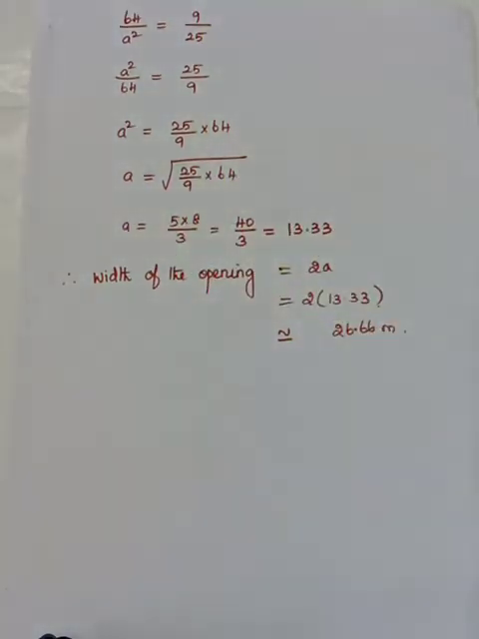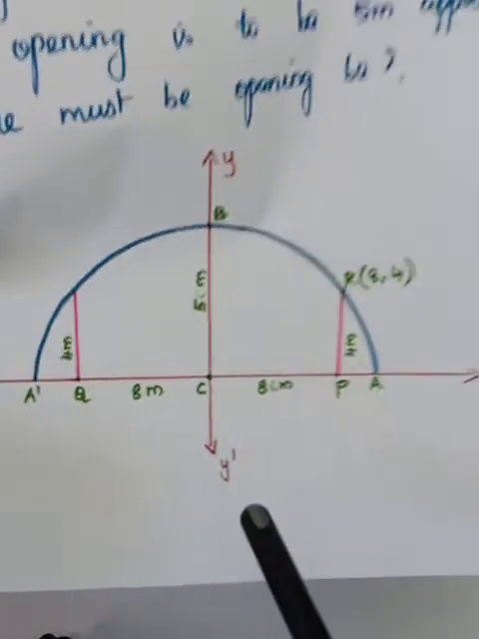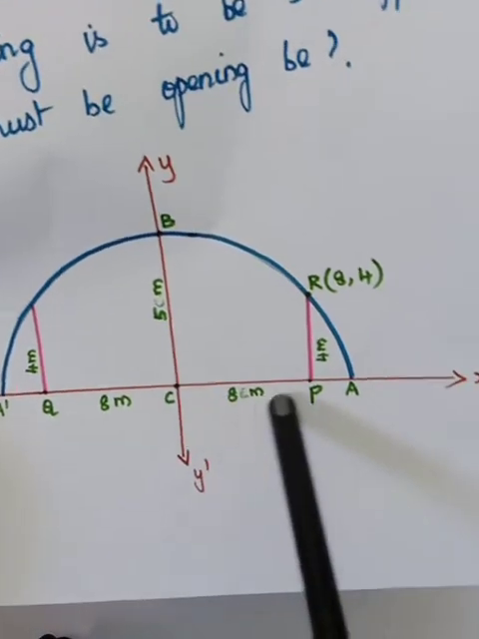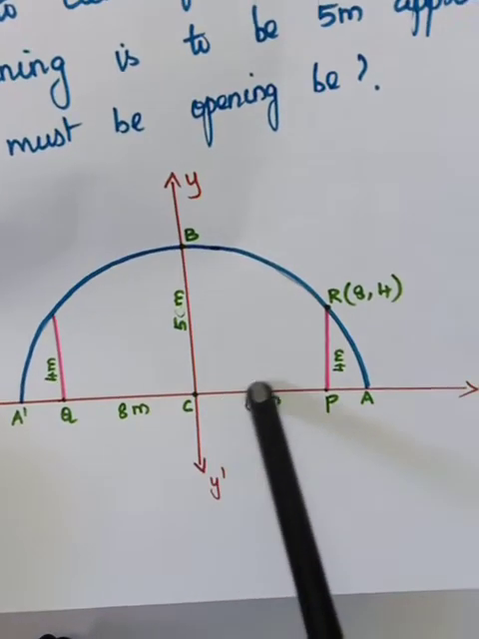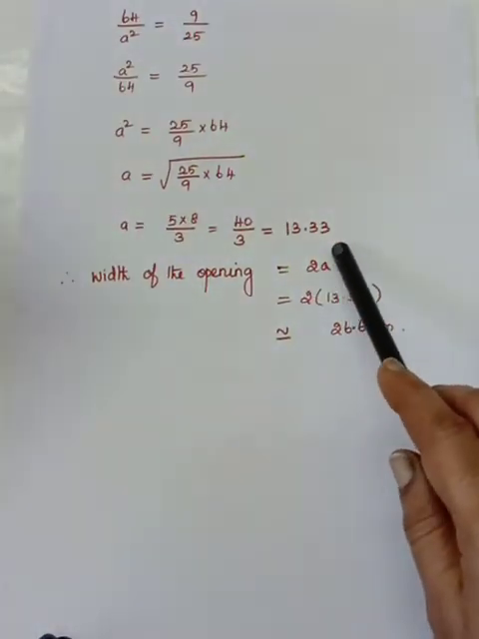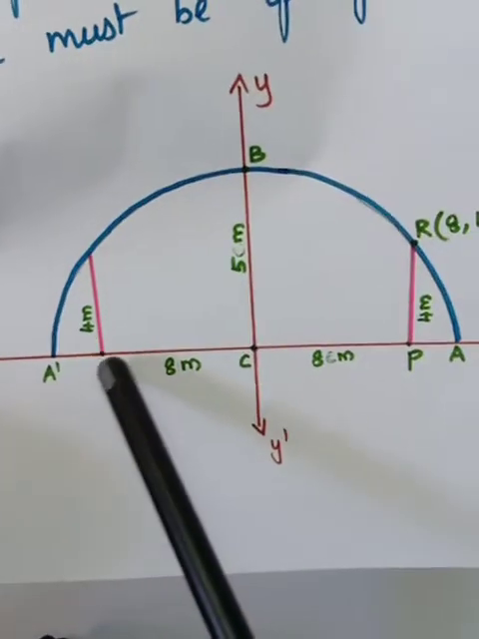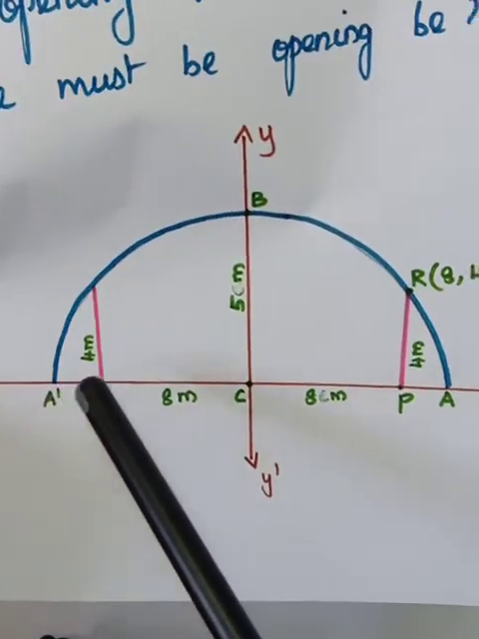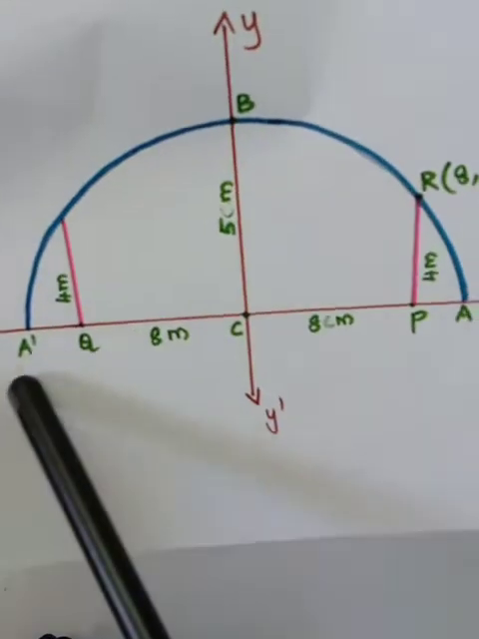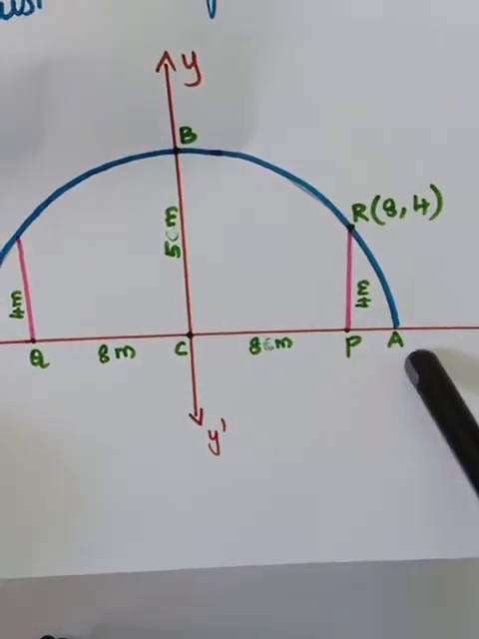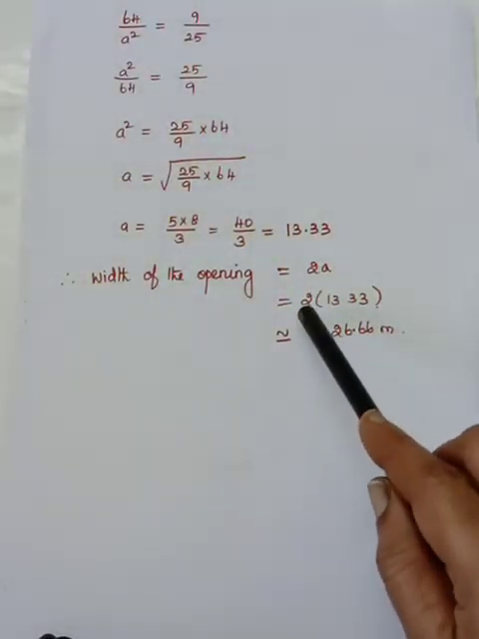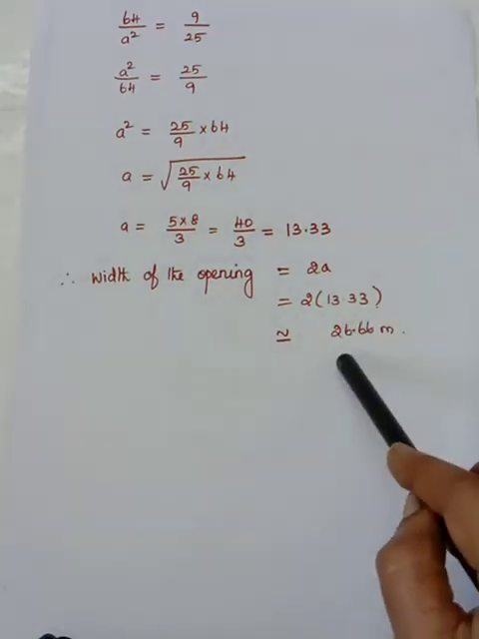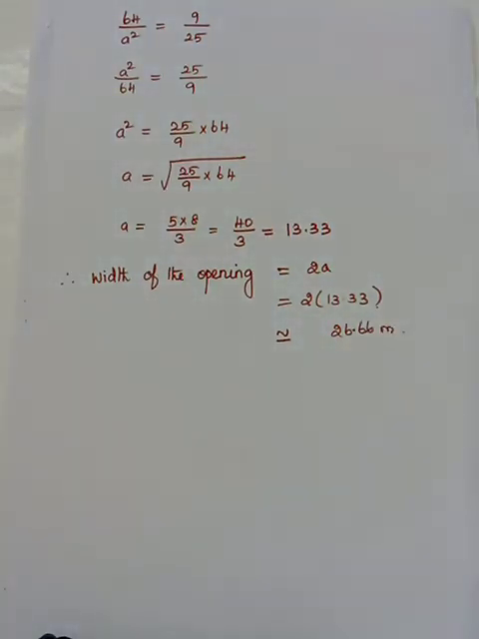So a we have found now. Which is a? It is the distance from the center to the point A, which we have found to be 13.33. What is asked? How wide is the opening of the tunnel? So A dash only we have to find out. A dash is nothing but the length of the major axis of the ellipse, that is 2a. So 2 into 13.33 is 26.66 meters.